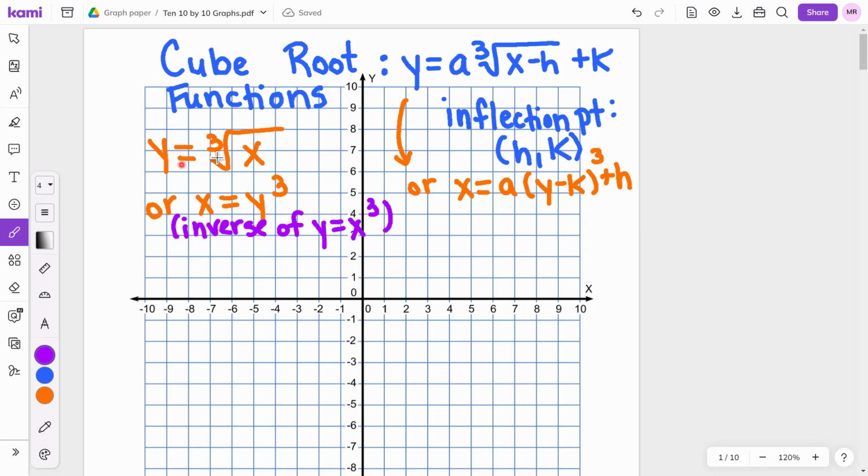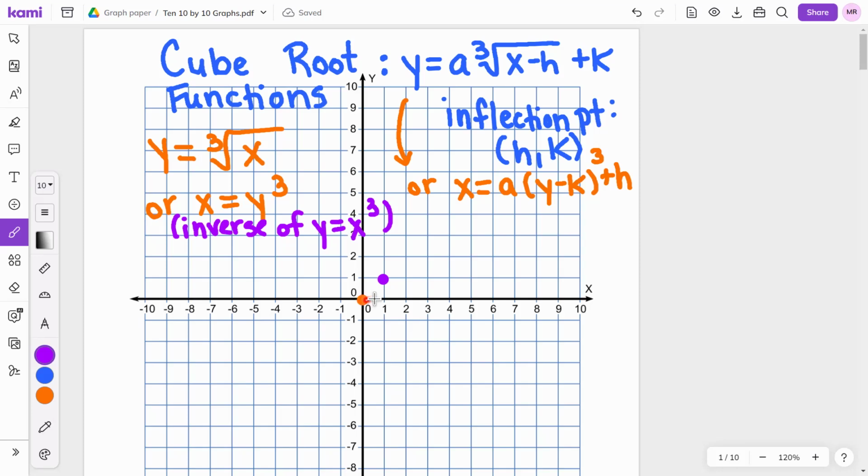Now, I'm going to graph just my basic cube root. Okay, so I'm just going to be plotting cube roots of numbers. So the first one I'm going to do, and I'm going to do this in orange, is going to be my inflection point. So I'm going to take the cube root of 0, which is 0. Now I'll do the rest of it in, let's say, purple. So from here, I'm going to go out 1. Okay, so I'm going to take the cube root of 1, and the cube root of 1 is 1.